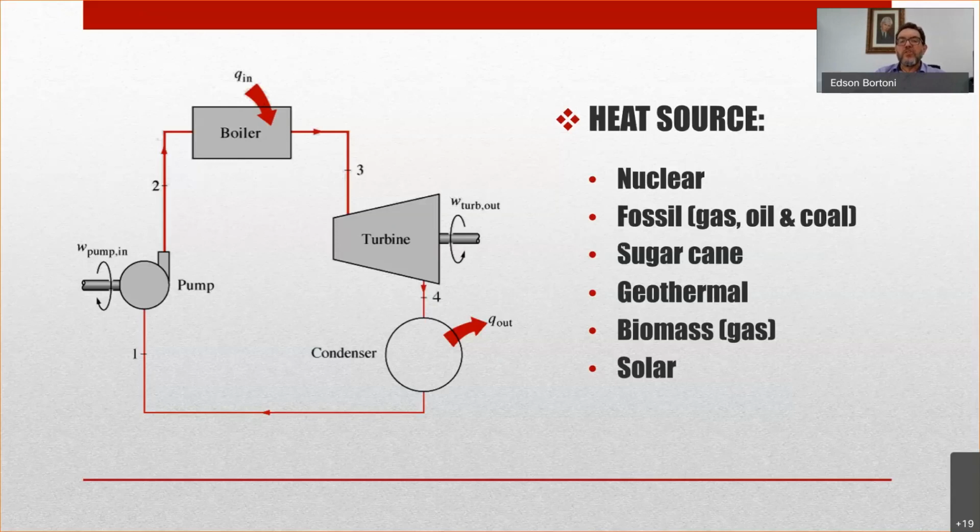You can use geothermal energy. You can use biomass, either biomass in nature or you can make gasification of biomass, and solar. It doesn't matter where the heat comes from. As long as you have heat here, you can have the Rankine cycle.